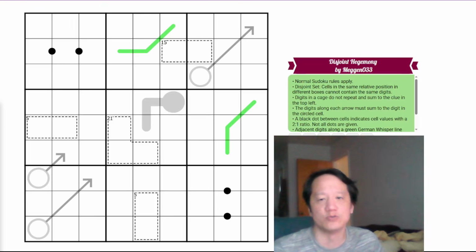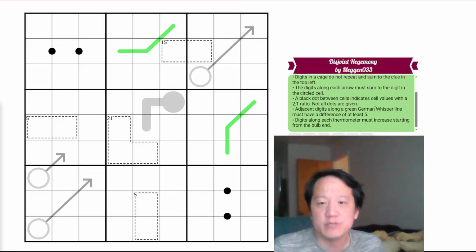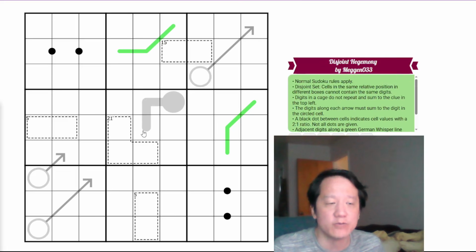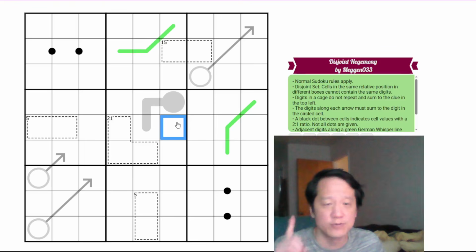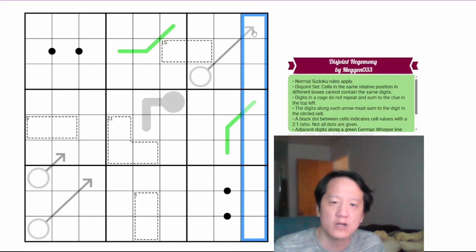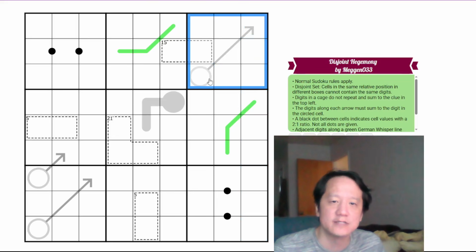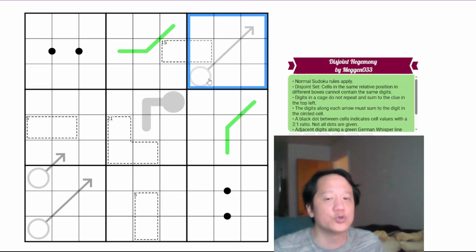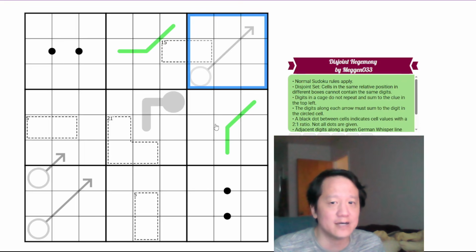And here are the rules. Normal Sudoku rules apply, which means in every cell in the grid, place a single digit from 1 through 9 such that there are no repeats in any row, column, or designated 9-cell region. We also have disjoint sets, where cells in the same relative position in different boxes cannot contain the same digit.